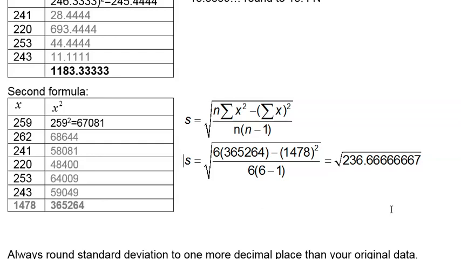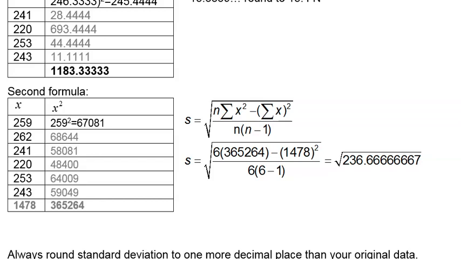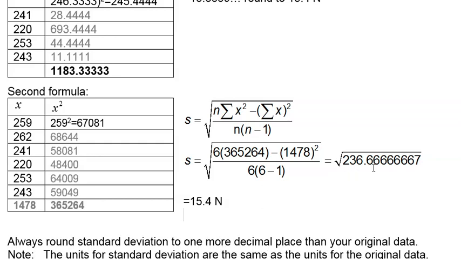We get that same value underneath the square root that we got before. And so when we take the square root, it makes sense we're going to get the same value of 15.4 newtons when we round it. So it doesn't matter which formula we use, both work. You can also use the statistical functions on your calculator or the statistical functions within Excel.